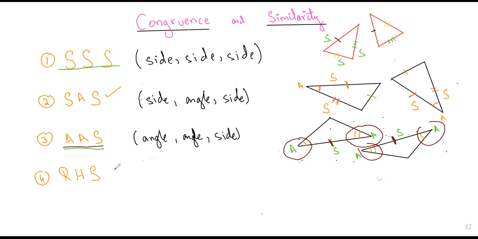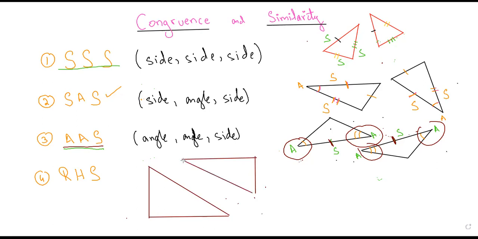And then the last one is right angle, hypotenuse, side. So let's say this is the first triangle, and this one is the second one. And this side and this side, they are the same. This is the right angle. And this one and this one, they are also the same.